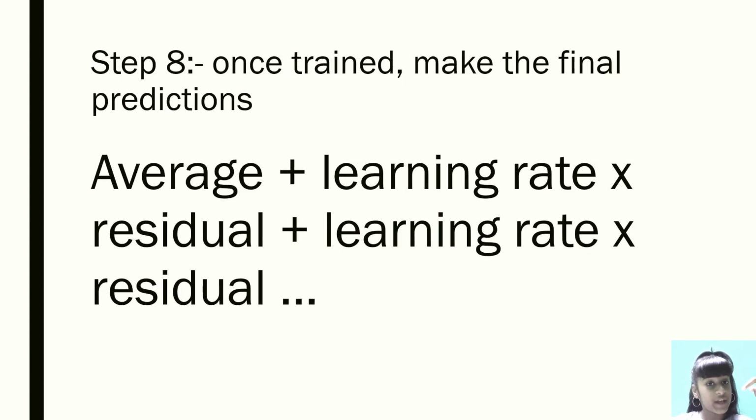And then we have step 8. Once we train this whole thing, we make the final predictions. We're going to say average plus learning rate multiplied by residuals plus learning rate multiplied by residuals, and we repeat it depending on the number of residuals. And yeah, here we have the predictions.